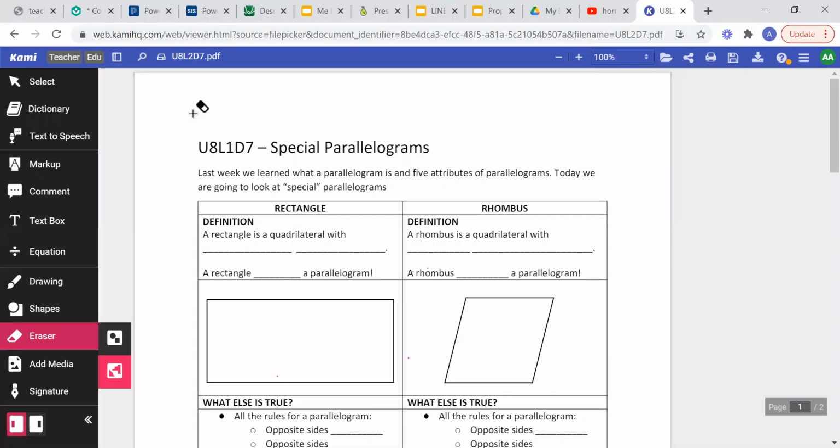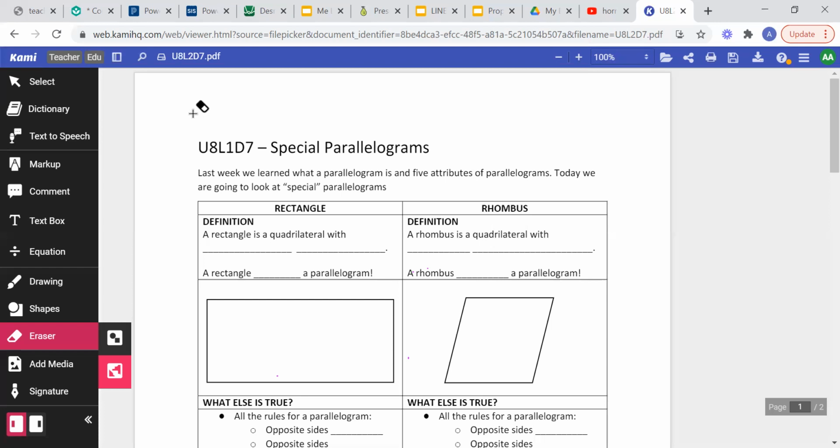So we're starting with special parallelograms. Last week we learned that a parallelogram is a four-sided figure and it has five attributes, which are: opposite sides being parallel, opposite sides being congruent, opposite angles being congruent, and the diagonals bisect each other, and also the angles next to each other form 180 degrees, so they are supplementary. Okay, we said consecutive angles are supplementary.